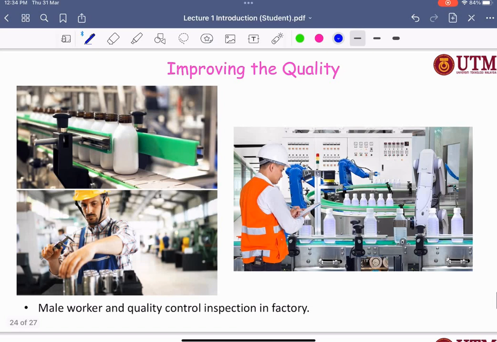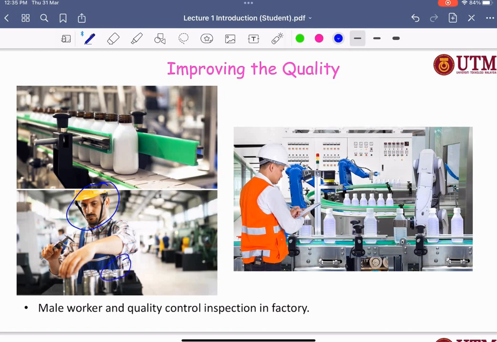and of course you want to improve the quality. Like this guy, the serious one. Is it you, Omar? No. He is used to measure the dimensions and so on.